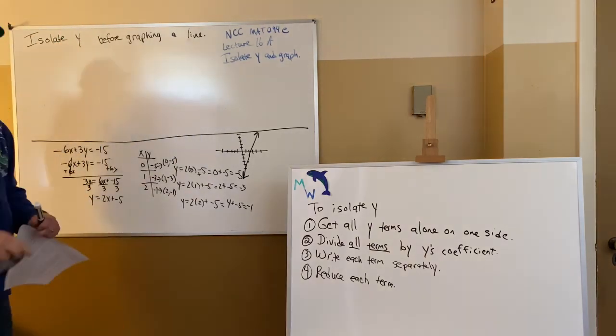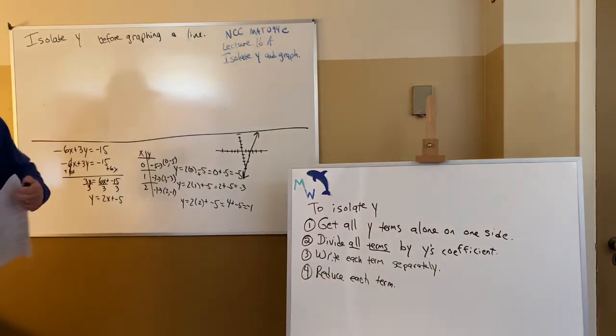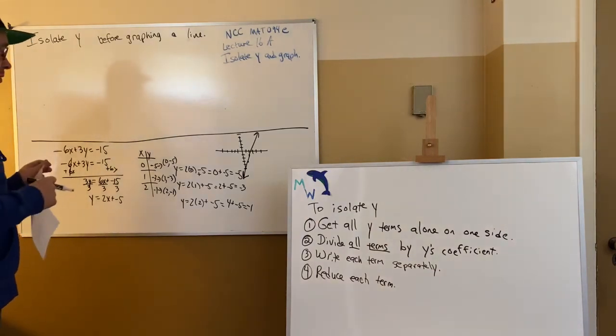But the isolating of y is still done the same way. Then when we get to that point, we switch over to thinking about what to use for our jumpers.